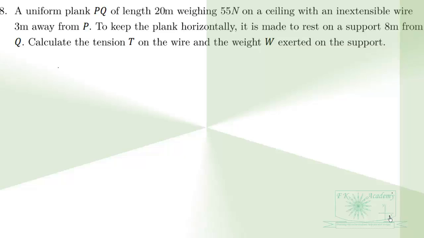We have question number 8 here. A uniform plank PQ of length 20 meters weighing 55 newtons hangs from a ceiling with an inextensible wire 3 meters away from P. To keep the plank horizontal, it is made to rest on a support 8 meters from Q. Calculate the tension in the wire and the weight W exerted on the support.